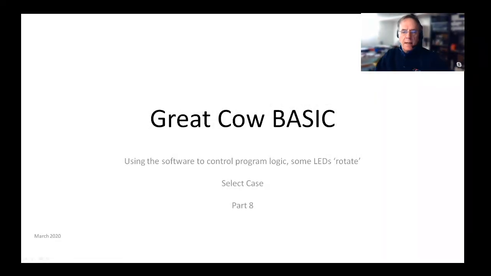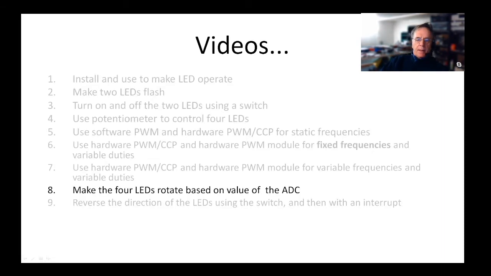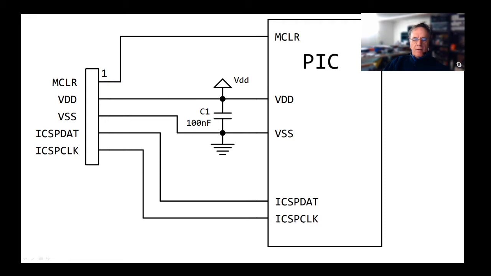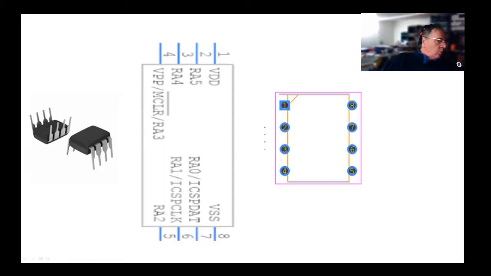Hi, I'm sitting in the lab here. So what have we done so far? We've done 1 through 7, now we're on 8, which is making these LEDs rotate based upon the value of the ADC. And we've got a PIC connected to a PICkit too. We've covered that in the past.